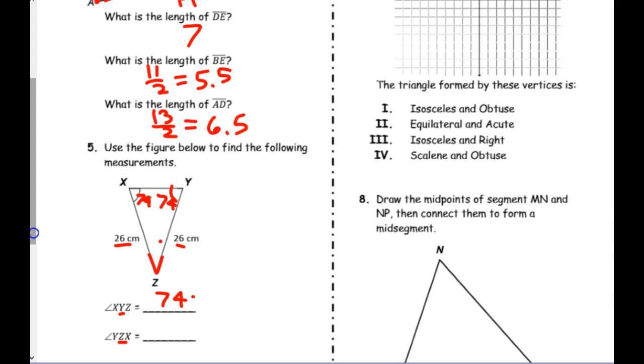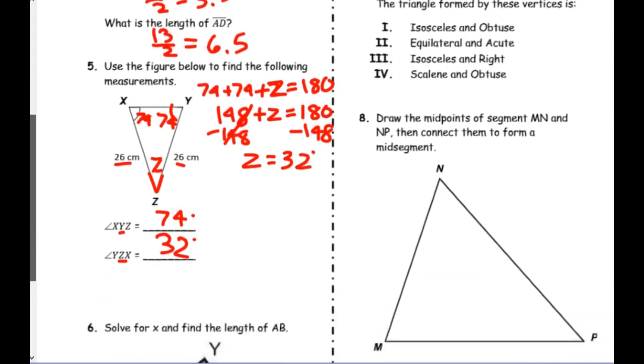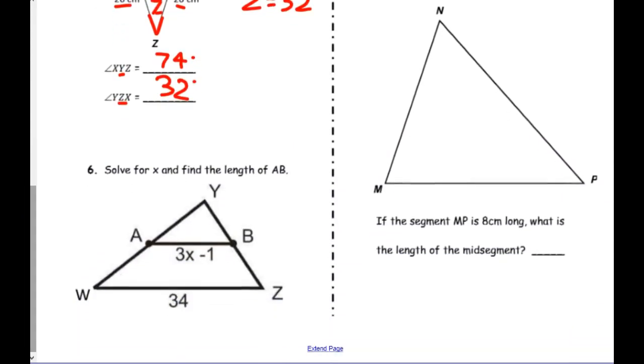Easy. We can call it Z, right? 74 plus 74 plus Z equals 180. I get 148 plus Z equals 180. Subtract 148. And I get Z equals 32 degrees. And that's it. Now you could have just added them up and subtracted from 180. Same exact thing. Okay? Number 6, solve for X. Find the length of AB. So two things.